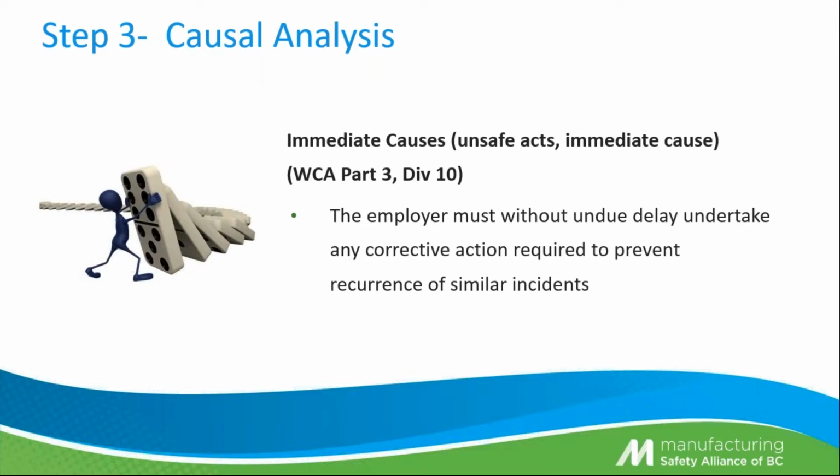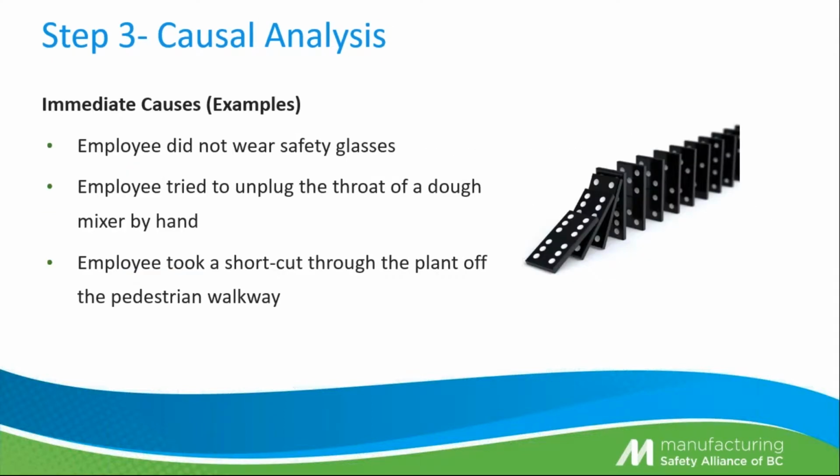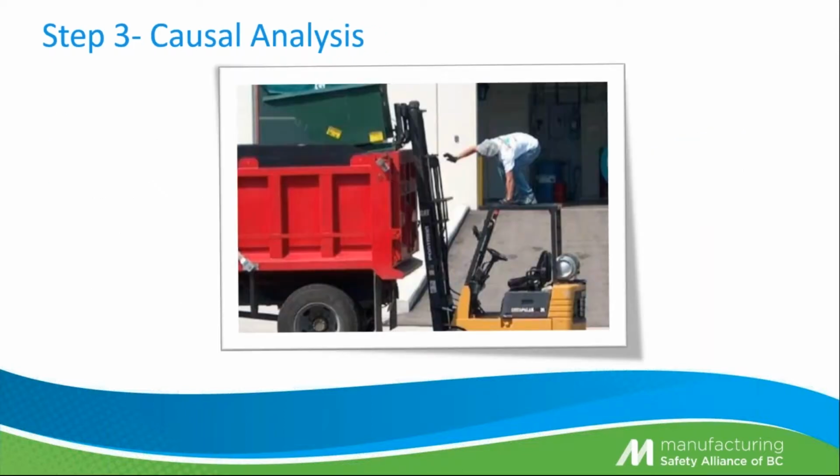Again, just a little bit of a review. The employer must, without undue delay, undertake any corrective action required to prevent reoccurrence of similar incidents. And again, this is something that we need to do as part of the regulations, and this is something that we need to take care of. So an example of immediate causes: employee did not wear safety glasses, or an employee tried to unplug the throat of a dough mixer by hand, or employee took a shortcut through the plant off the pedestrian walkway.